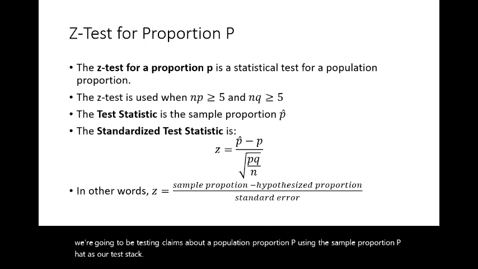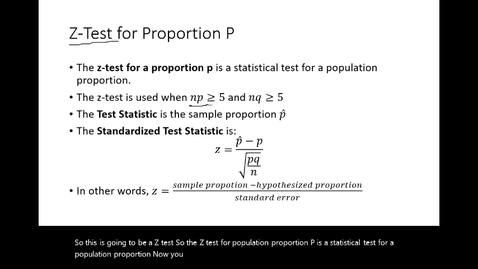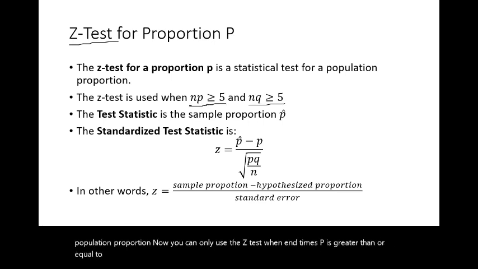So this is going to be a z-test. The z-test for a population proportion P is a statistical test for a population proportion. Now you can only use the z-test when n times P is greater than or equal to 5, and n times Q is also greater than or equal to 5. That will guarantee a normal distribution.